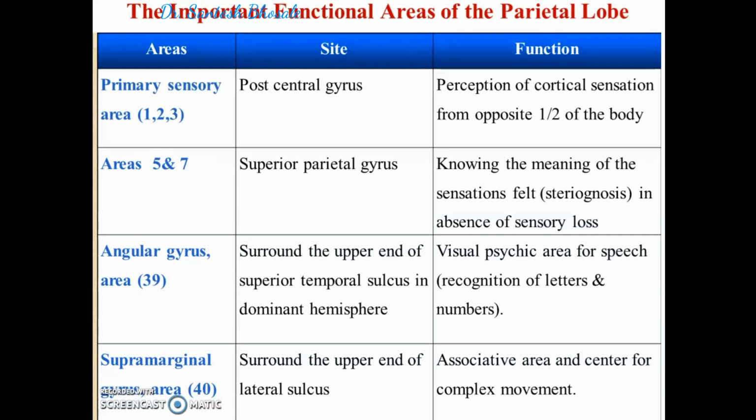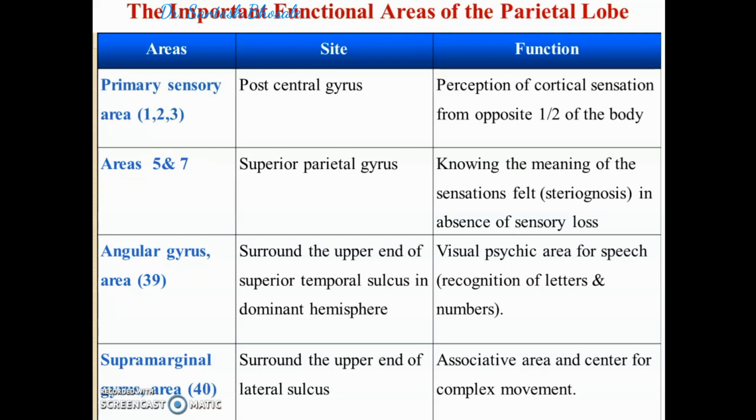Any lesion in area number 40, there will be a loss of stereognosis. The person will have inability to identify the object just by touch. So when somebody puts a coin in your hand, you can identify which coin it is, rupee, 1 rupee coin, 2 rupee coin, like that. So that is called as stereognosis, identification of the objects just by touch without vision. So that is the function of area number 40.